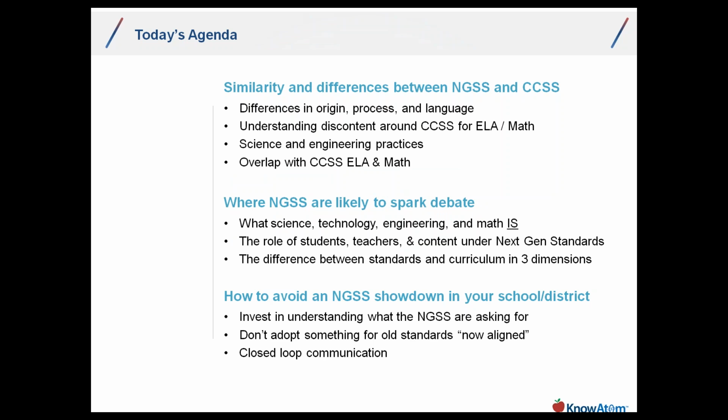So the question at the base of all of this is, are the Next Generation Science Standards likely to be received, or become in many ways, the Common Core of science?